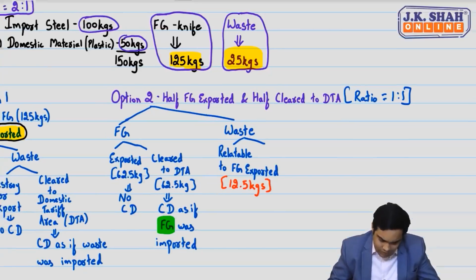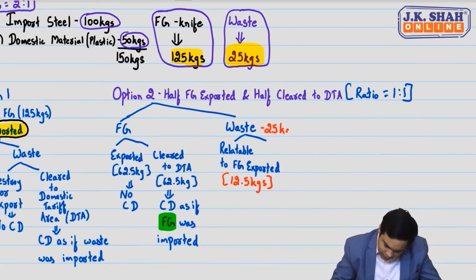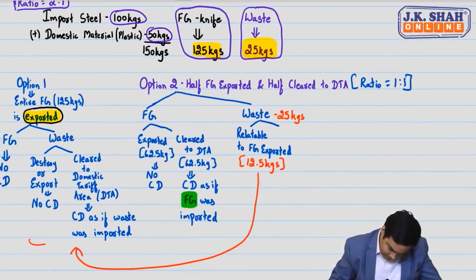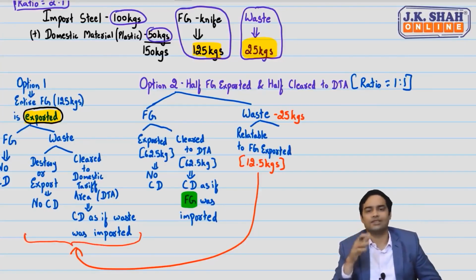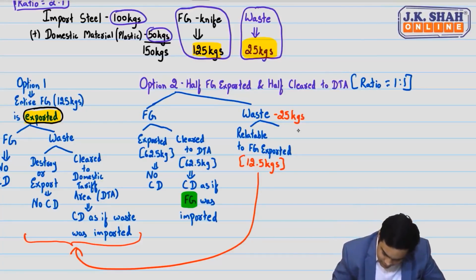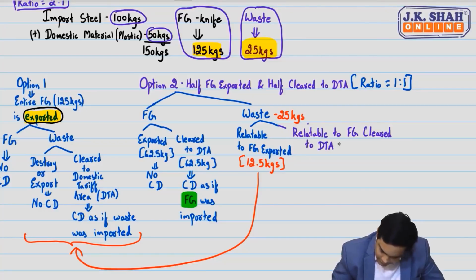Now the treatment of this 12.5 kgs, because total waste was 25 kgs, will be same as this one. Obviously, na? The treatment will be same as we discussed here. If finished goods is destroyed or exported, no custom duty. If it is cleared to DTA, custom duty as if waste was imported. But relatable to finished goods cleared to DTA, this is again 12.5 kgs because half.